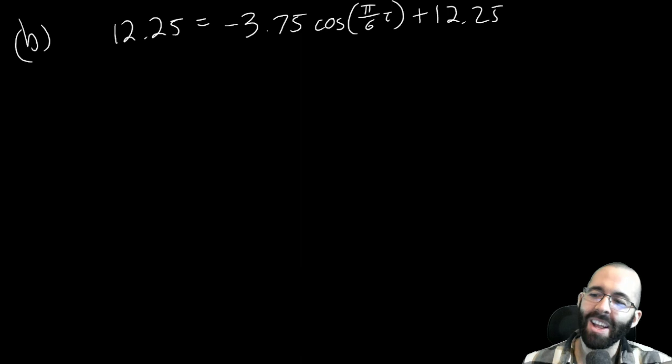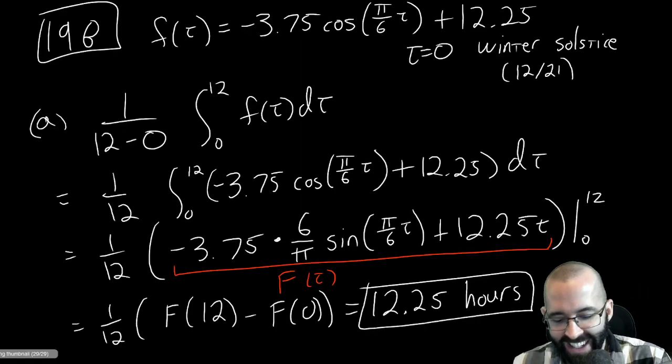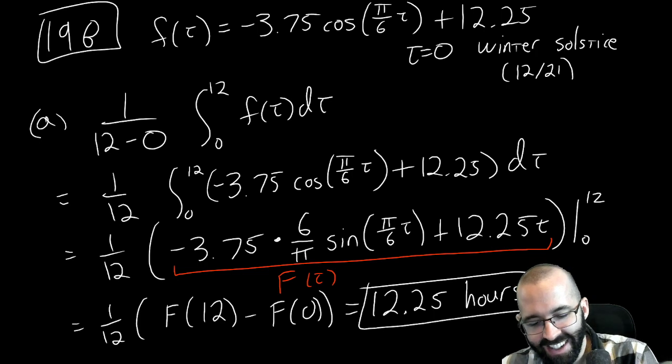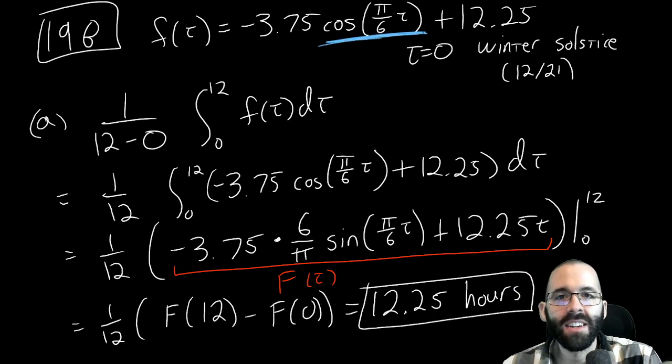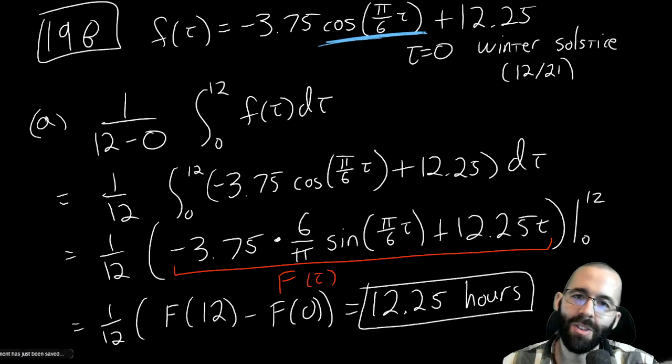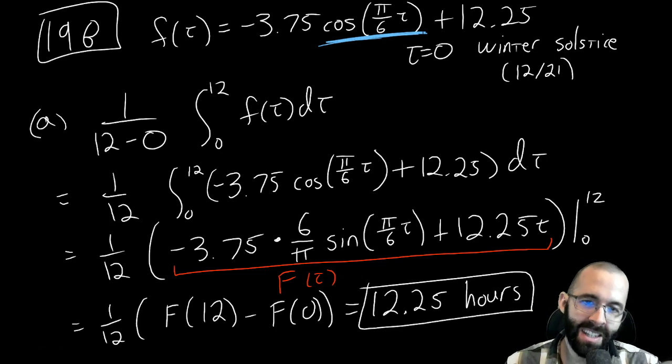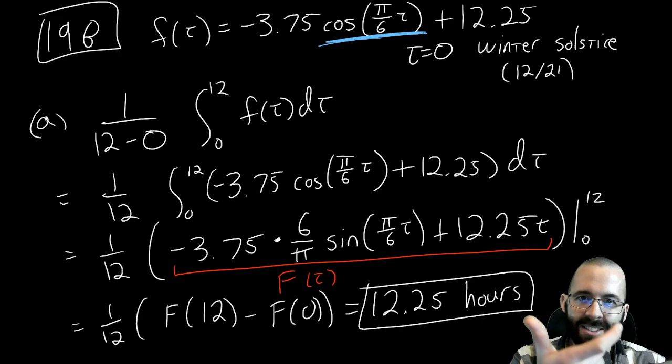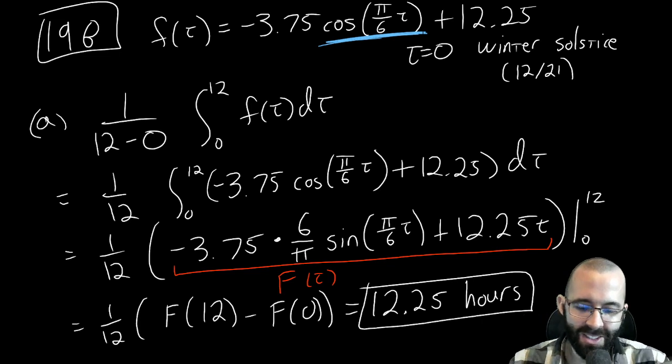There's another way, by the way, of knowing that the average is going to be 12.25 for this problem, right? I didn't even think about it, but this is cosine. Cosine normally has a period of 2 pi. But if you horizontally compress it by a factor of pi over 6, which is what we're doing, then it now has a period of 12. And the average value of cosine over one period is just going to be 0. So the average value of this whole thing is 12.25.